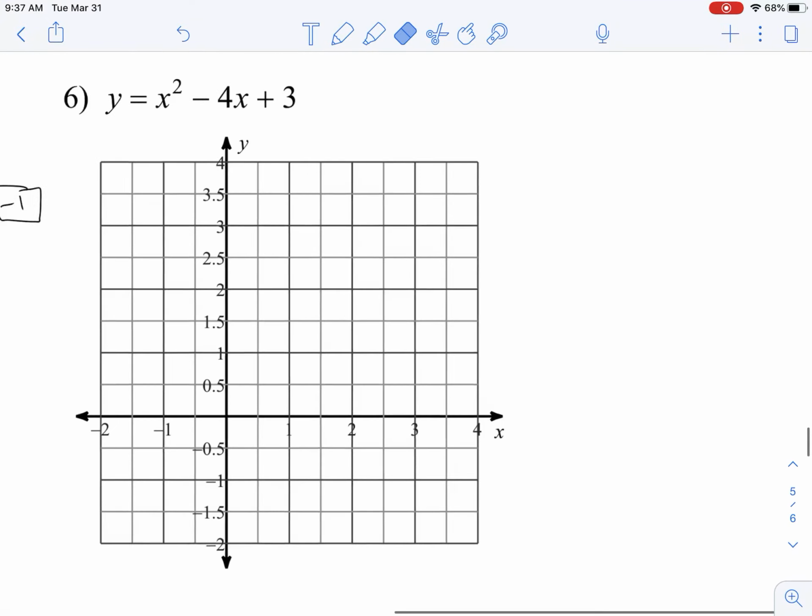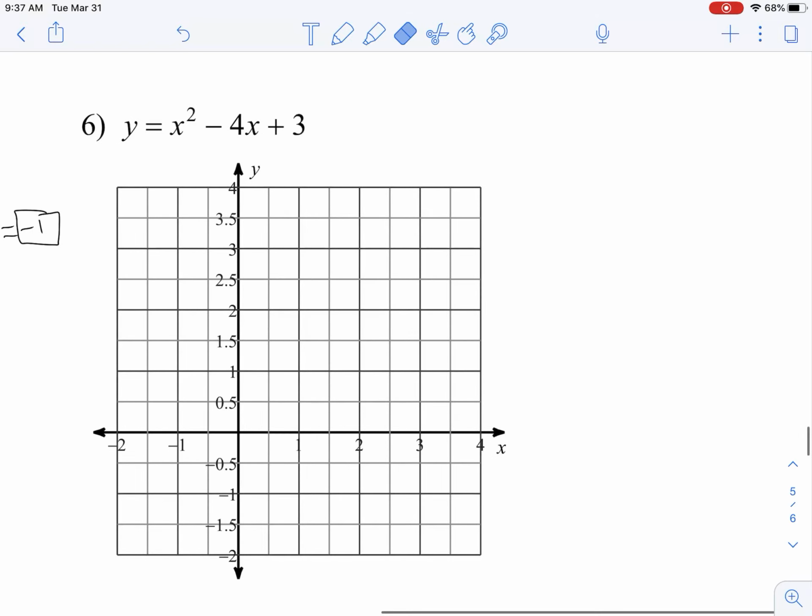Let's see what happens in number 6. I'm going to start with the same thing. I'm going to see if the zeros work. If the zeros work, then I'm just going to find my vertex and maybe one more point. We'll see. So we have 3 on top, -4 on the bottom.